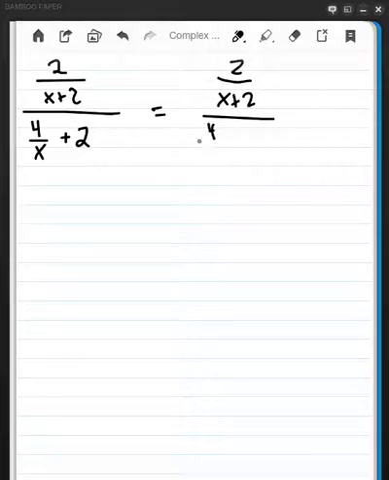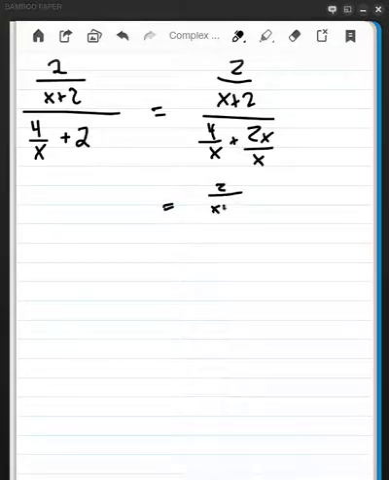So if we did that, this would be 4 over x plus, we need this to be in terms of x, so it would be 2x over x. Then we'd end up getting, when you combined them, 2 over x plus 2 divided by 2x plus 4 over x. Alrighty. Alright, let's multiply by the reciprocal now.